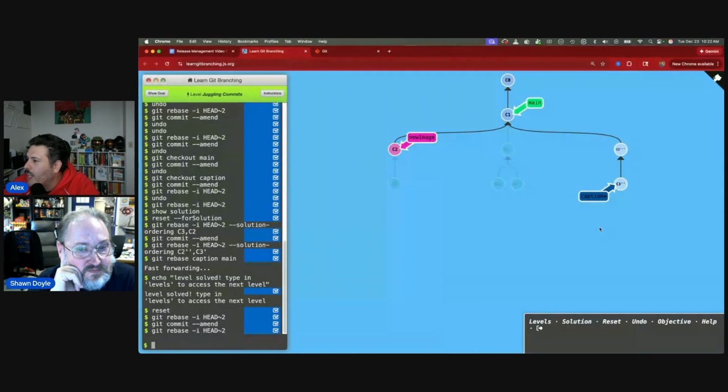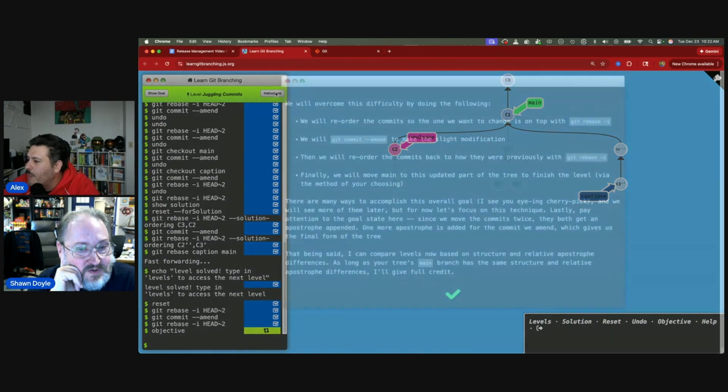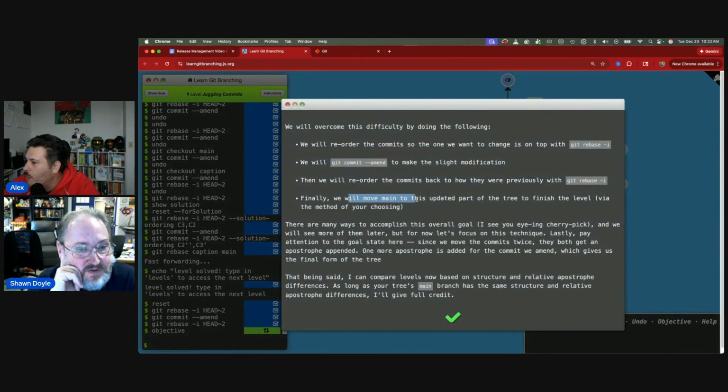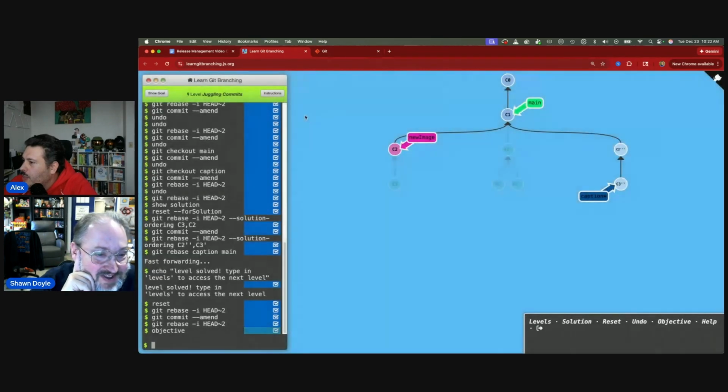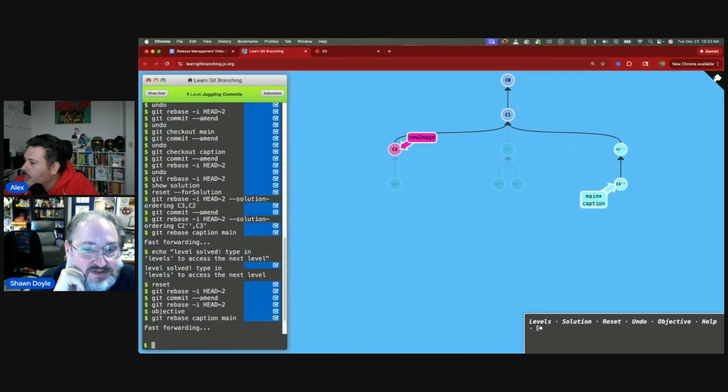And through the power of Hollywood movie magic, we're almost there. We need to get main up to the top. Move main to its updated part of the tree to finish this level via the method of your choosing. Okay, what did we do? Git rebase caption main is what we did last time. Okay. Ta-da. All right.